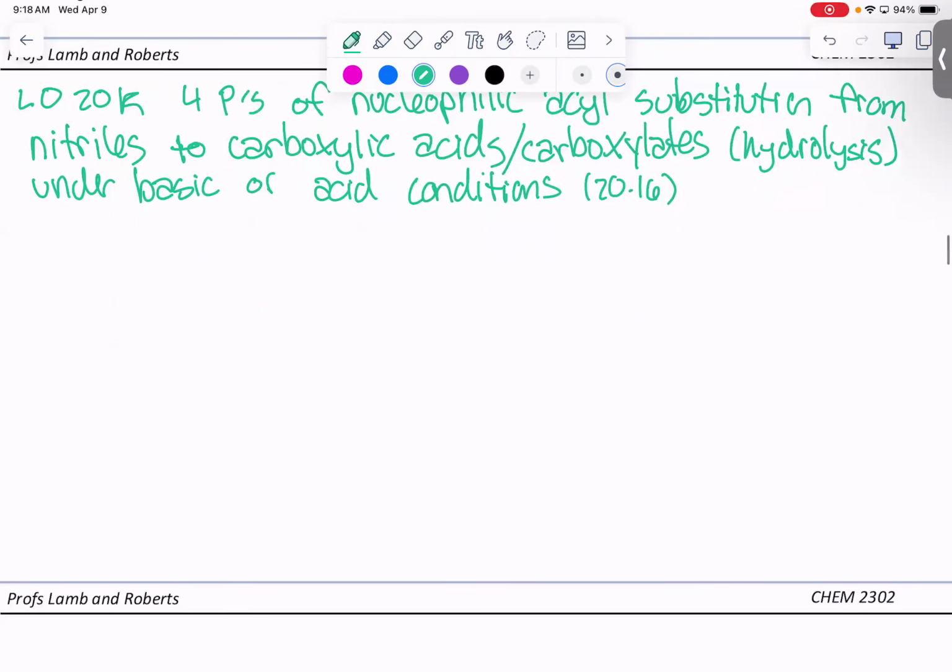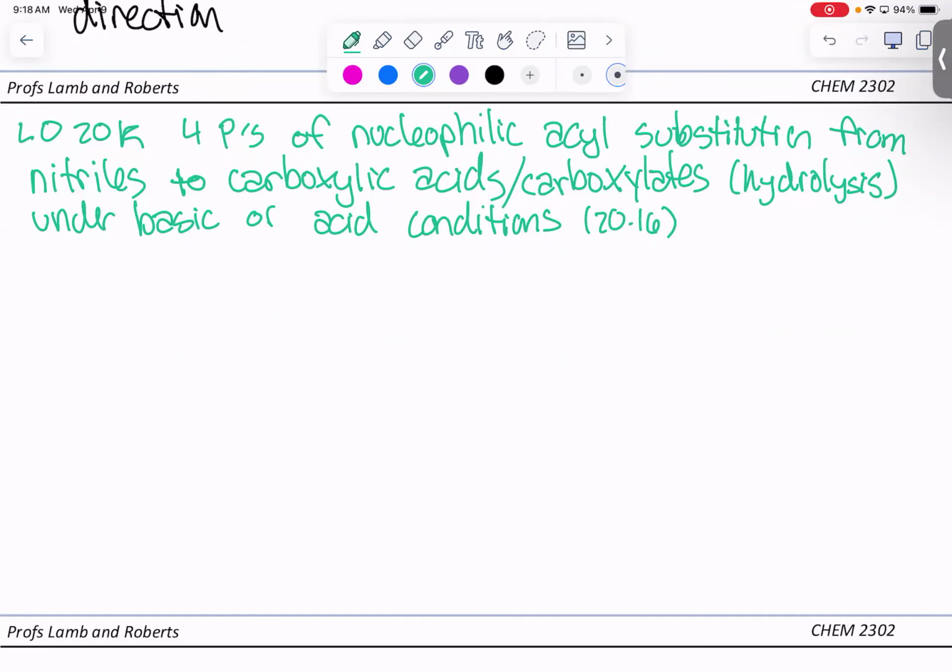All right, so our learning objective tells us that we are going to start out with a nitrile. I'm going to draw some key parts of this so we can track along and see where this goes. Our learning objective also tells us exactly what our product is.